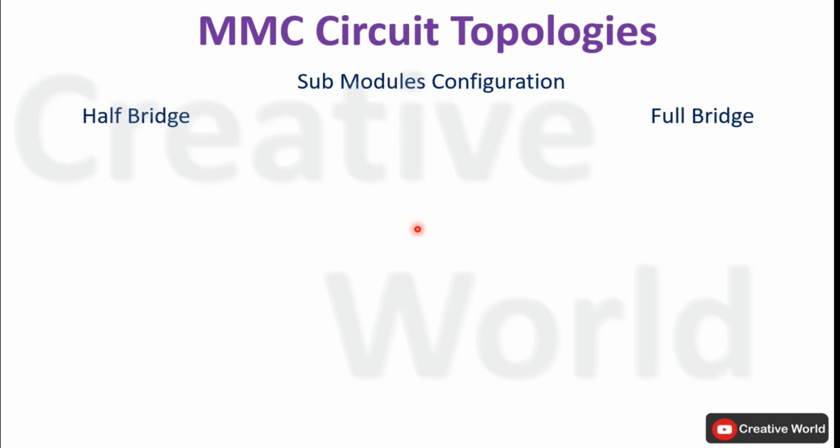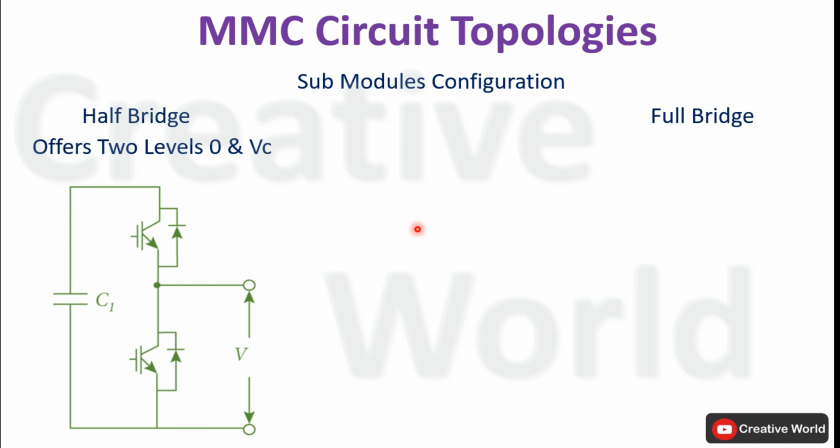Half-bridge is basically a two-level MMC converter which allows two levels of voltage. The first one is 0 volt and the second one is VC, the voltage across the capacitor. So we will learn about this topology with the help of this diagram. Basically this is the submodule of an MMC converter in half-bridge configuration. So let's discuss this configuration.